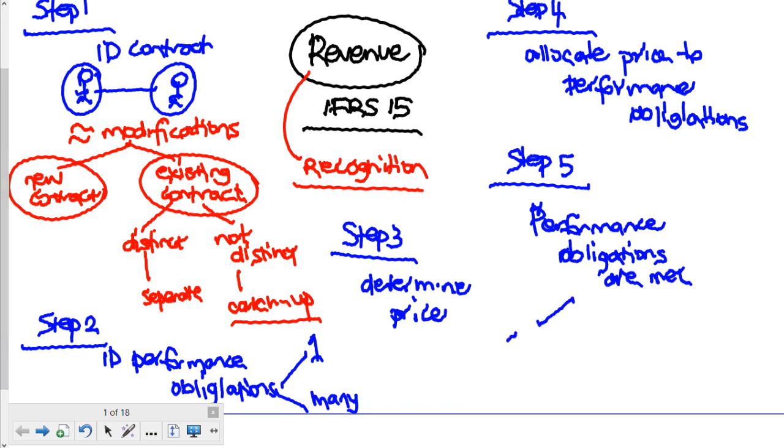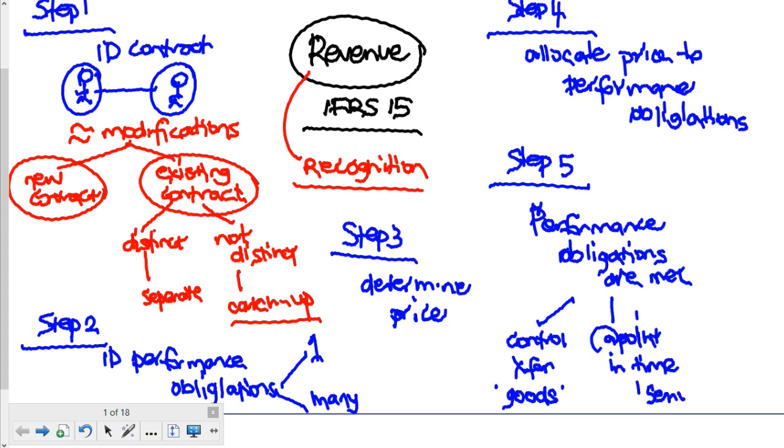Either when control is passed, control is transferred. This is usually for goods. So if I'm selling a car, when you take the car and drive it off my lot, it's your car. Do you agree? Control has been transferred. It could also be at a point in time. And this one is more for services. These last two are more for services.